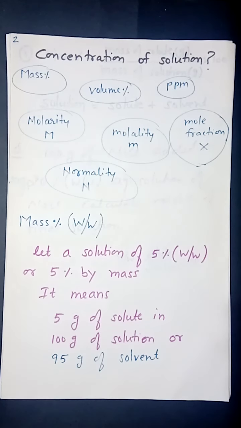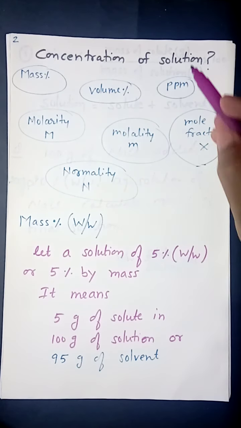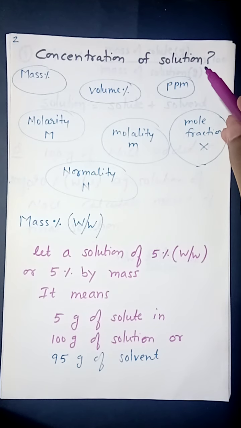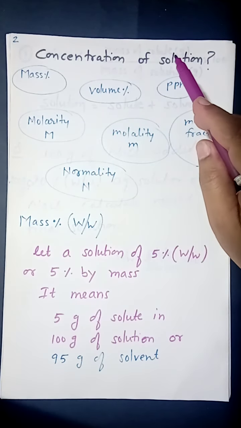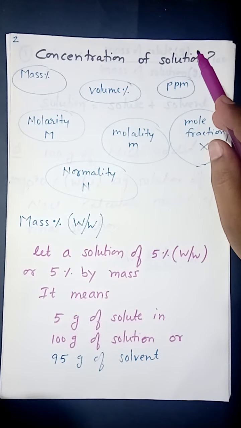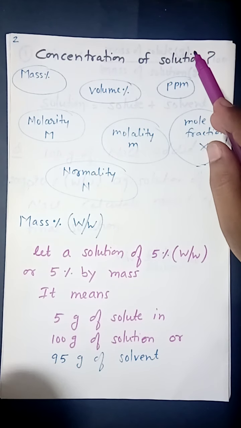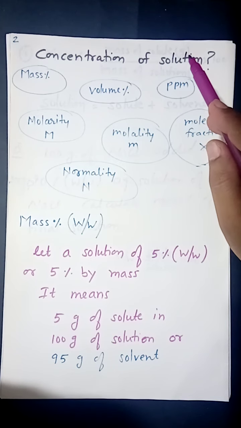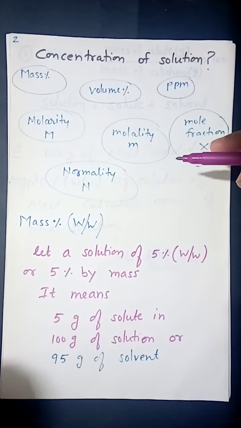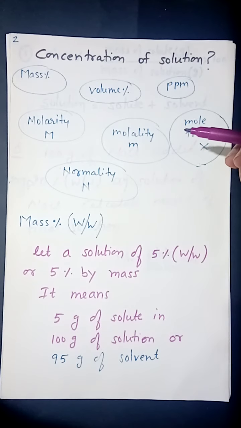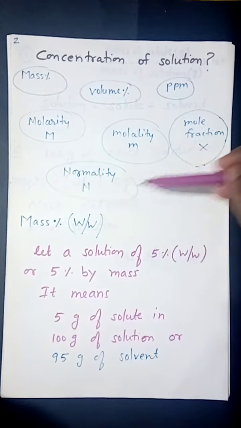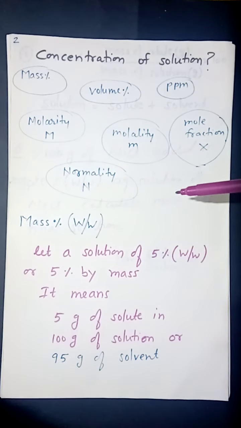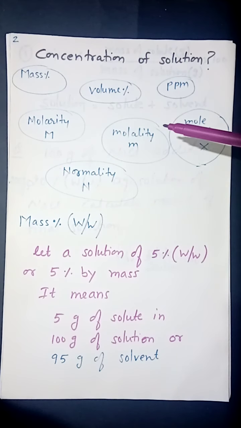Now, the next point is how can we represent the amount of solute present in a solution? It is also known as the concentration of a solution. So far, you have used two terms, dilute solution and concentrated solution. But now we are required to express the exact amount of solute present in a solution. For this, we will use different terms to express the concentration of solute in a solution.